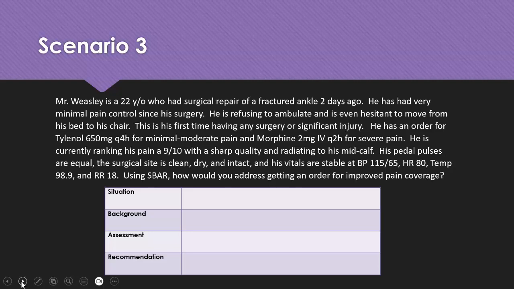Okay, so scenario number three, Mr. Weasley is a 22-year-old who had surgical repair of a fractured ankle 2 days ago.